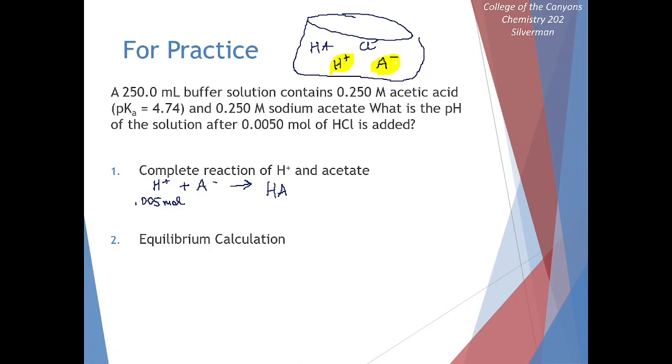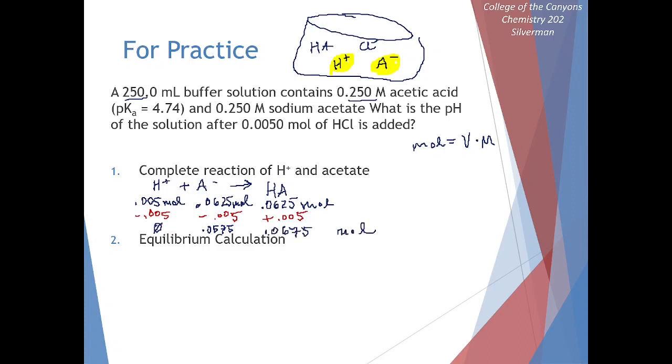Using the given volumes and concentrations, we can calculate exactly how many moles of our conjugate base and conjugate acid we're starting with, and fill those into not an ice table, but a kind of stoichiometry table to figure out our final results after this complete reaction. The moles present will be our volume times our concentration. In our beaker, we have 0.005 moles of H+, 0.0625 moles of our conjugate base, 0.0625 moles of our conjugate acid. If a complete reaction occurs, we'll use up all of that H+. What we're left with is none of our H+, less of our A-, and more of our HA. This is our complete reaction. We're not at equilibrium yet, but we've done a complete reaction between whatever we added and our original buffer.